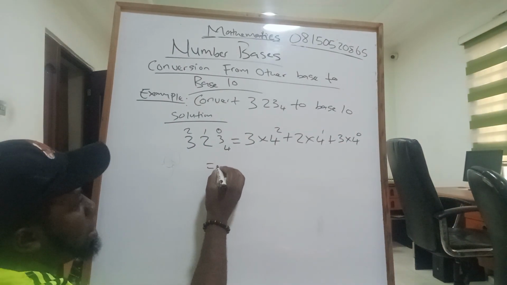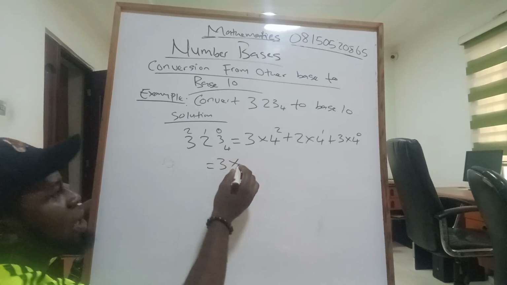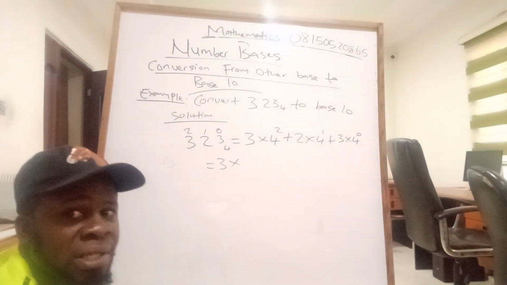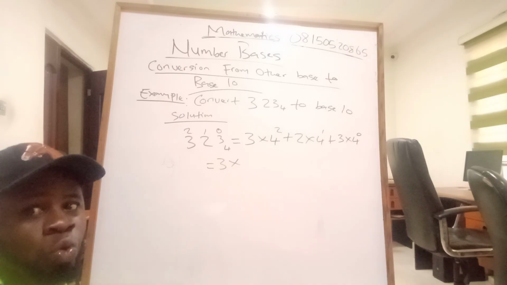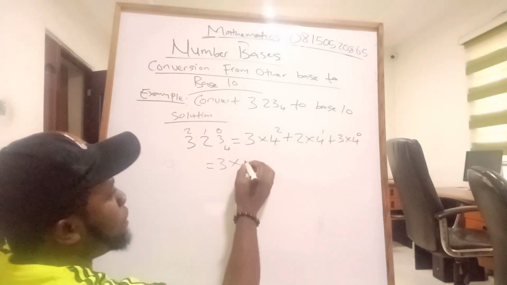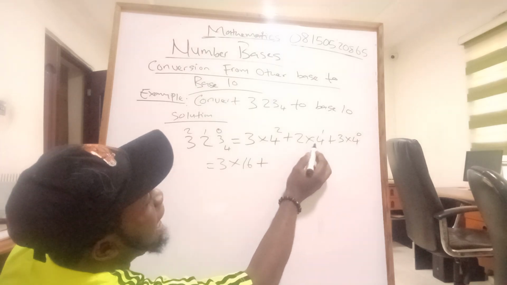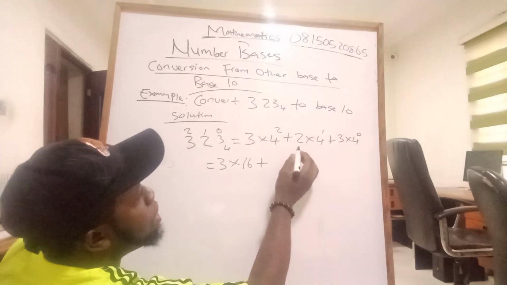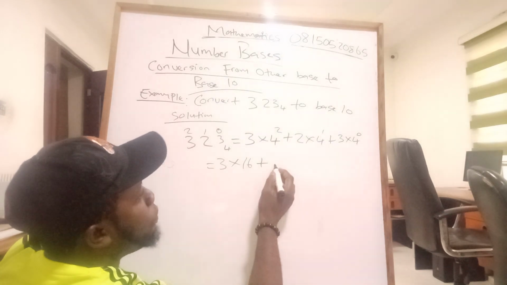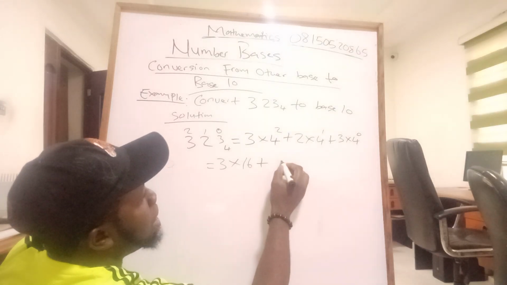Then we start the conversion again. 3 times 4 raised to power 2 simply means you should multiply 4 two times, which is 4 times 4, and that will give you 16. Plus, this is 2 times 4 raised to power 1. 4 raised to power 1 is 4. 2 times 4 will give you 8.